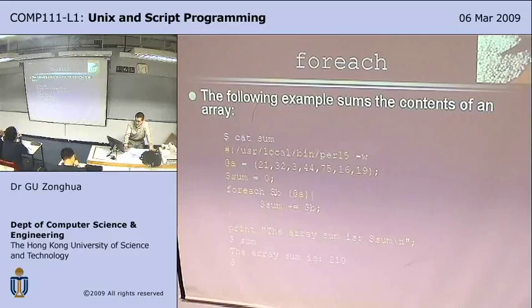So here's summing the contents of an array. A is an array, and for each, B is a scalar. For each of the array elements, you add it to sum. Eventually, you get the total sum.